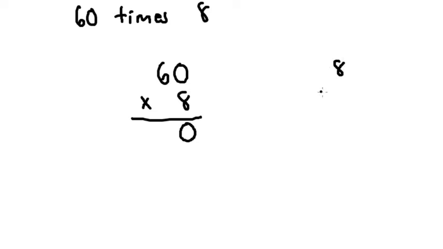Let's come over here and write that down. 8 times 6 is 48. So we take the ones digit of that answer and put it below the 6. That would be the 8. And then if there was another number here, we would carry the 4, but there's not, so we just bring it down. So 60 times 8 is 480.